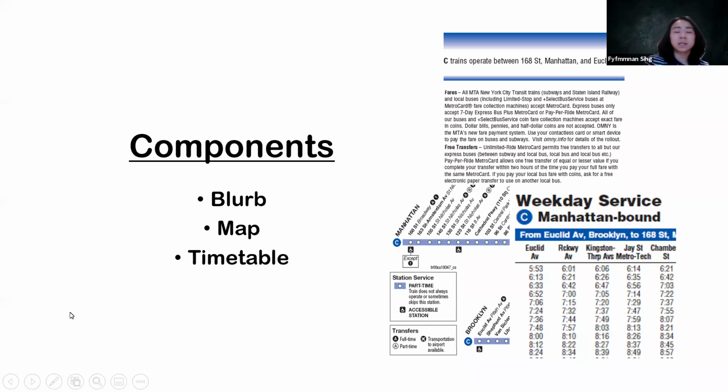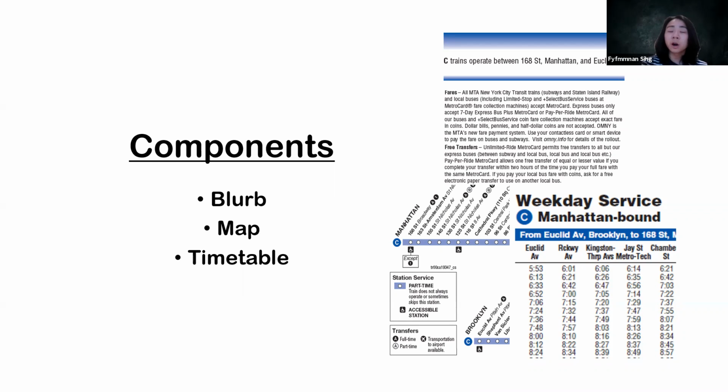So first, let's discuss the components of a paper schedule. Primarily, you'll find three things. First, you'll find the blurb. So the blurb is a section of text that contains information about how to ride transit. For example, it might detail the fare policy, what holiday service is like, how to contact the transit agency, and a diverse array of information. So this section might be helpful to consult for other issues, but it's not our focus today.